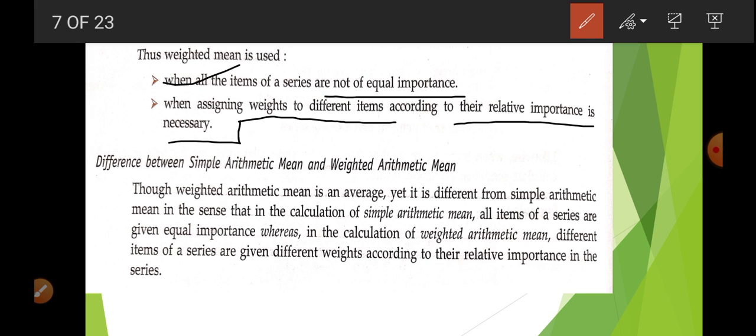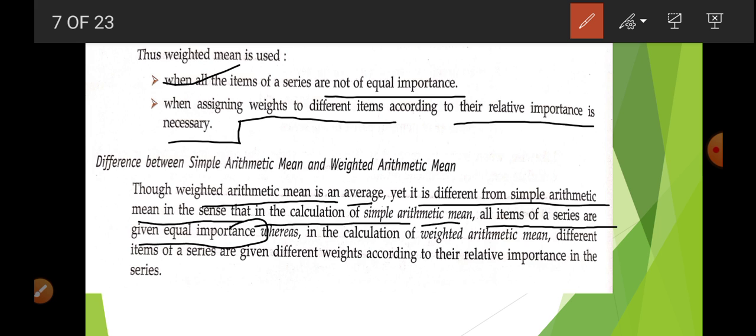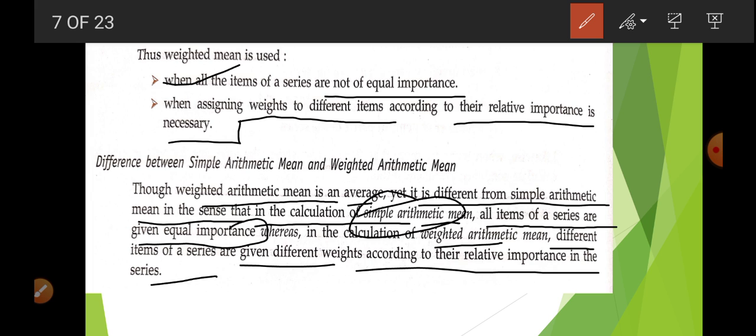Now, the difference between simple arithmetic mean and weighted arithmetic mean. Though the weighted arithmetic mean is an average, it is different from the simple arithmetic mean in the sense that in the calculation of simple arithmetic mean, all the items of a series are given equal importance. In weighted arithmetic mean, different items are given different importance according to their weight. So this is the difference.